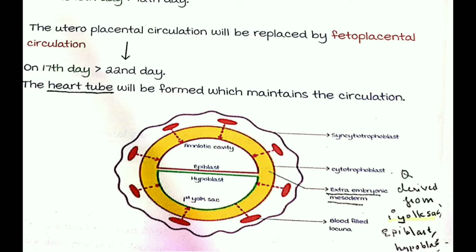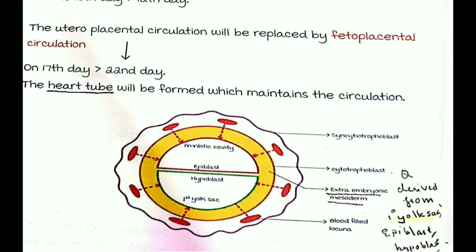So in this diagram we can see the syncytial trophoblast layer, the cytotrophoblast layer, and the blood filled lacuna in the syncytial trophoblast, through which the uteroplacental circulation blood reaches the inner cell mass. So here in this diagram we can see the extraembryonic mesoderm layer. So this layer is happening between the inner cell mass and the outer cell mass.